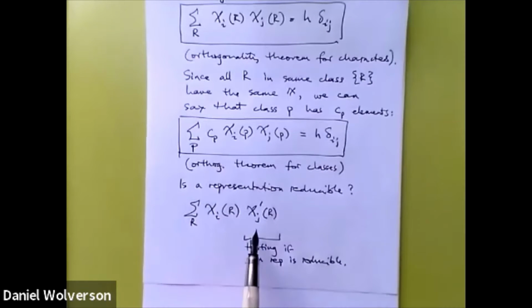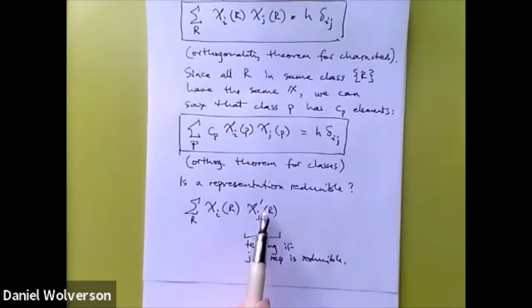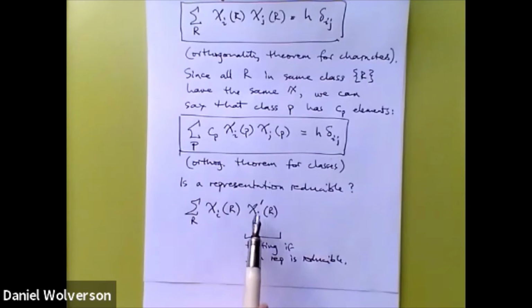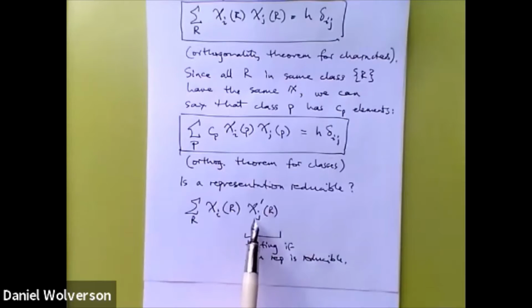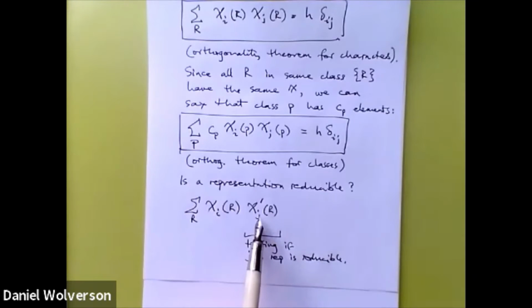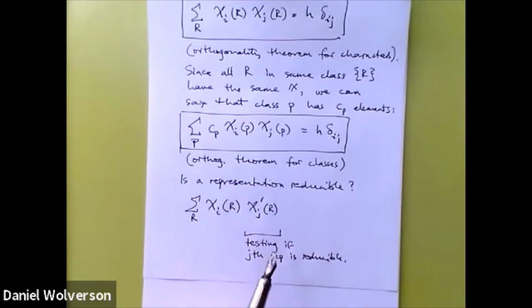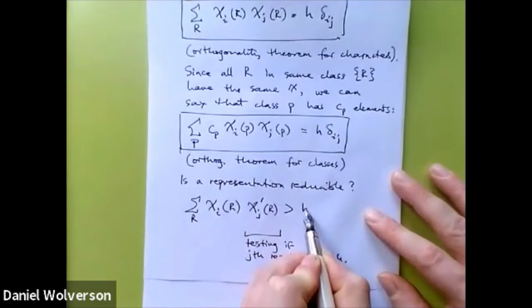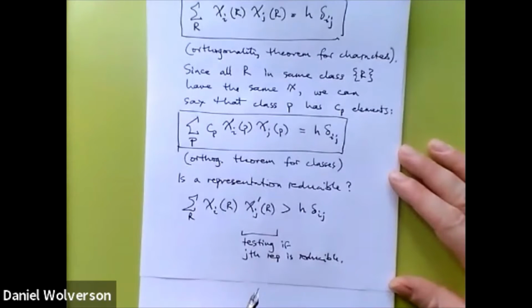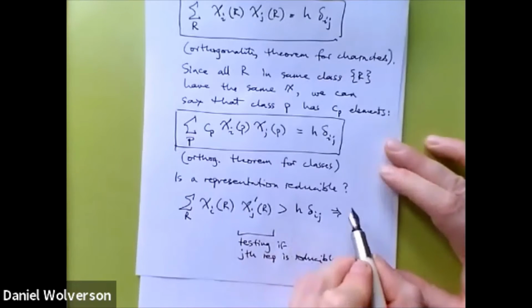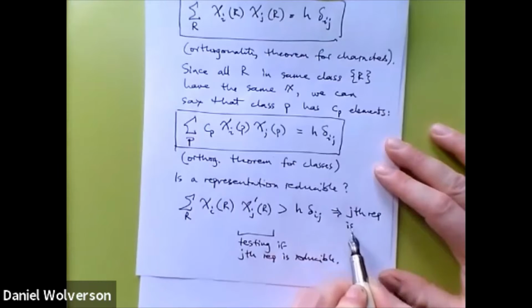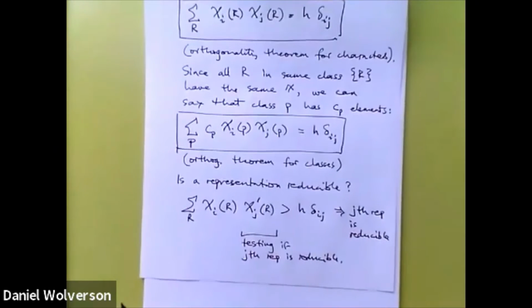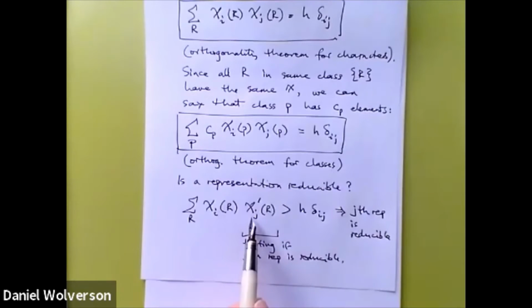Well, if the jth representation is reducible, then that means that it's got blocks along the diagonal. It's got more than one block along the diagonal. And therefore, this is always going to be larger. Think of the identity elements. The trace of that is the same as the dimension of the matrices. So if this thing can be diagonalized into several blocks along the diagonal, its trace is going to be larger than the trace of any single one of those blocks. So if this is larger than h, then the representation that we've plugged in here is a reducible one.